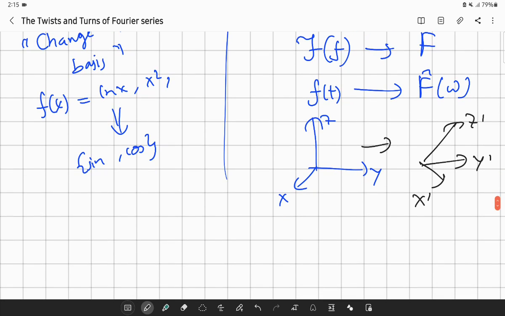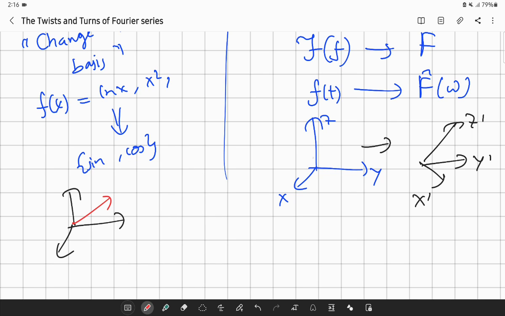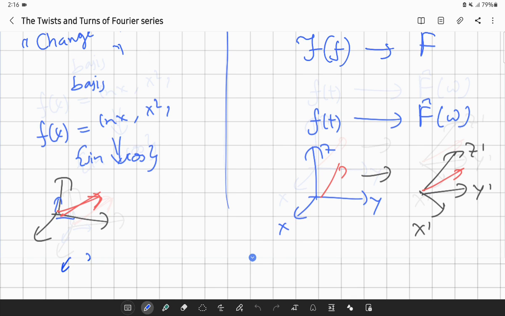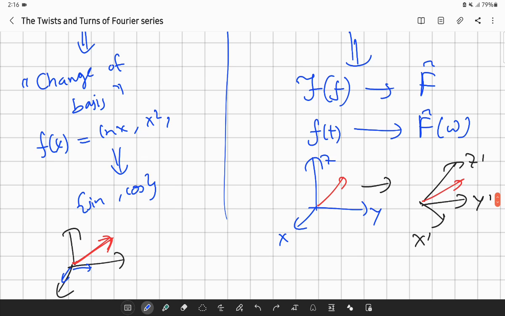But in the case of Fourier series, I'm not changing the space itself. The vector is still the same, but in the other case, even the vector will be changed. Do you understand? In this case, the vector is still the same. The vector is not changing. Instead, I'm just changing the basis. Before, if the basis was like this, I'm now changing the basis to a different basis like this.